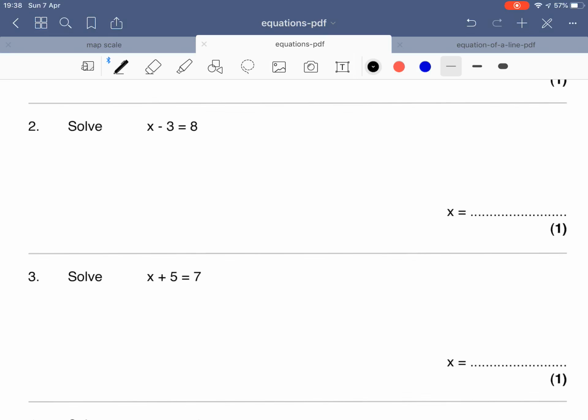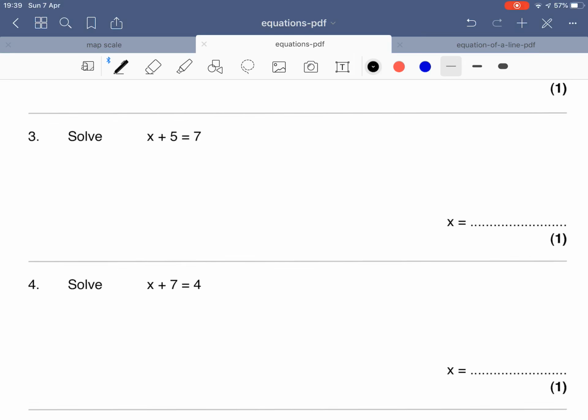Next one, something take away 3 is 8. So this unknown, I take away 3 and I'm left with 8. You can do that off the top of your head. You know you've got to do the opposite here. So we're just going to add 3. 8 add 3 gives us 11. So 11 take away 3 gives us 8.